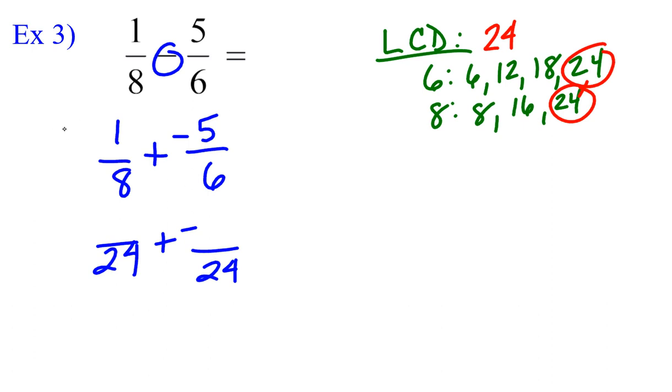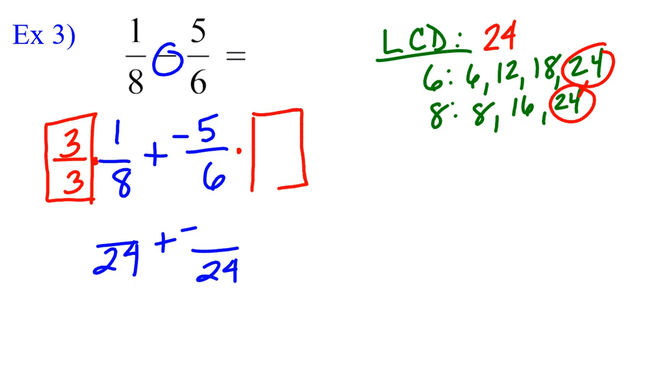So I'm going to think about what fraction I will multiply 1 over 8 by to get it in terms of 24s. Well, I know 8 times 3 is 24, so that fraction of 1 is going to be 3 over 3. The same is true for negative 5/6. I've got to think about what that fraction of 1 is going to be. And 6 times 4 is 24, so it's going to be 4 over 4. Now I'm going to simplify down here underneath it. So 3 times 1 in the numerator is 3. Negative 5 times 4 is negative 20.